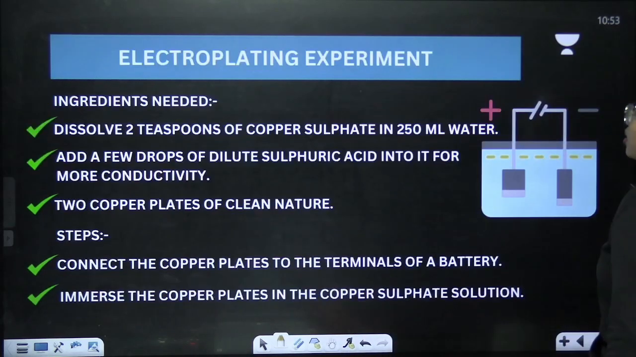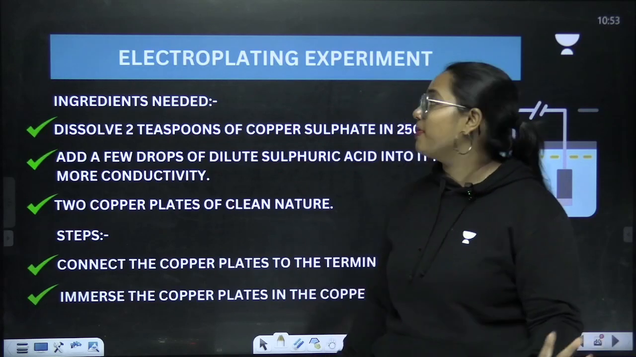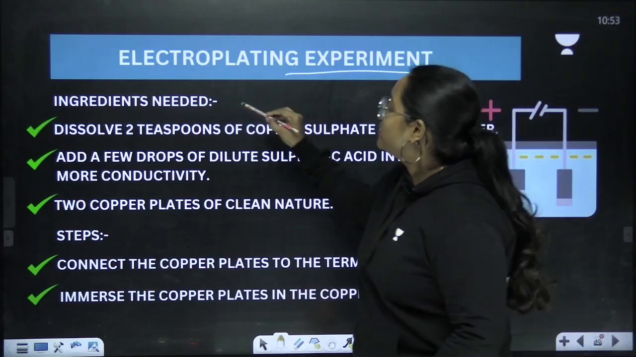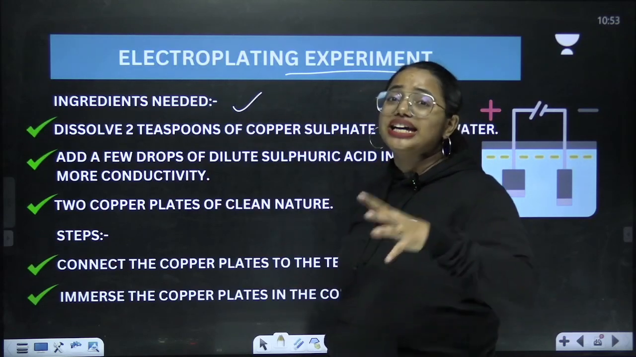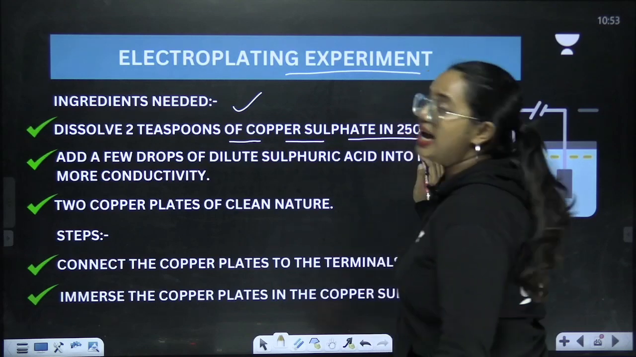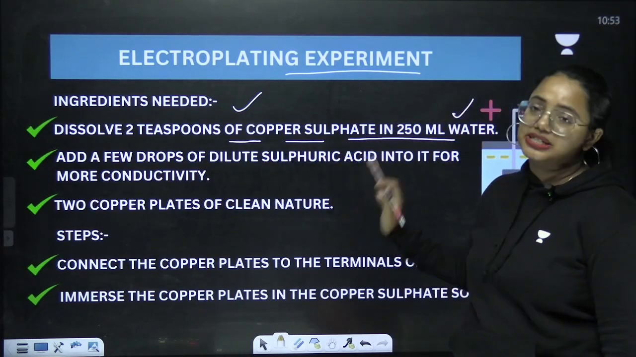And now we are going to talk about the electroplating experiment. This experiment is very, very important, so the electroplating experiment also has to be learned. What are the different ingredients needed? Dissolve 2 teaspoons of copper sulfate in 250 ml of water. So we need water and 2 teaspoons of copper sulfate powder.